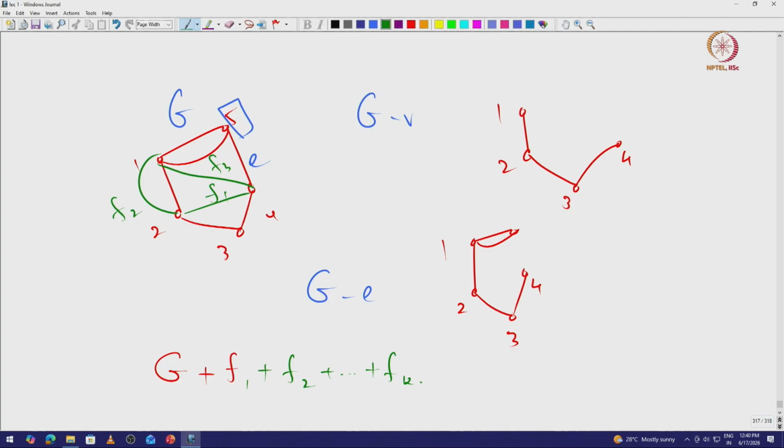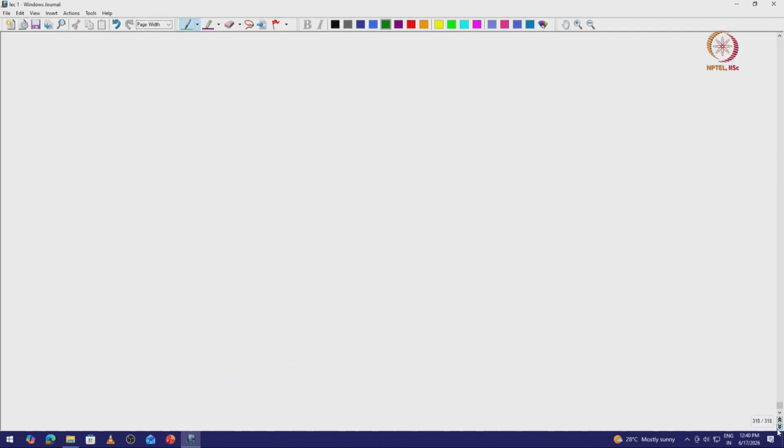Okay, so this actually defines these notions of adding and deleting. So now what will be the disjoint union? We can talk about, if I have G1 and then I have G2, then we can talk about the disjoint union of G1 and G2. So basically, what is this graph?